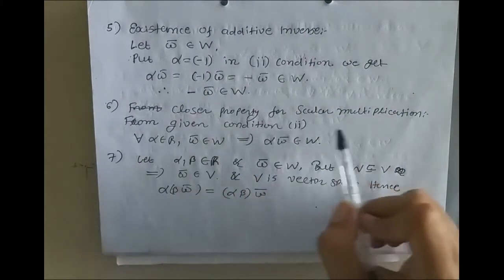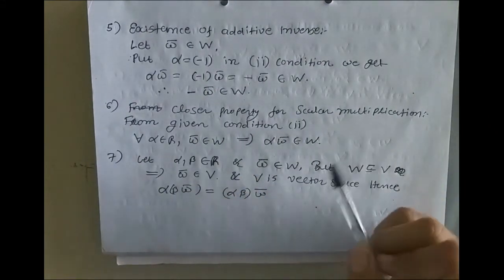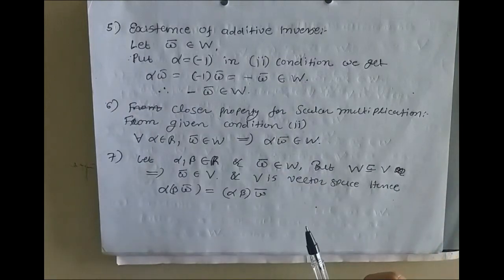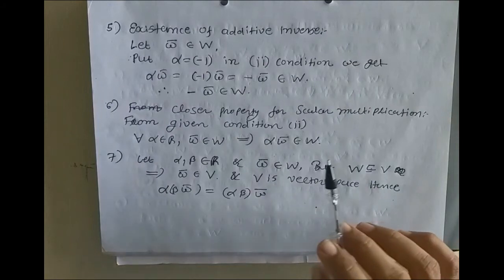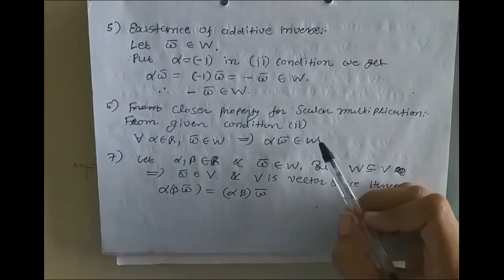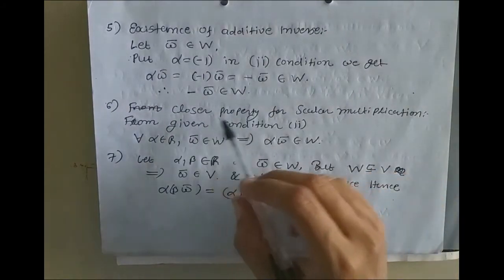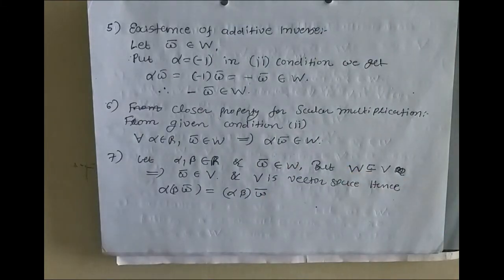Now closure property for the scalar multiplication is already given in our hypothesis, because first of all we have considered W as a non-empty set, and then after that in second condition is closure property for the scalar multiplication.